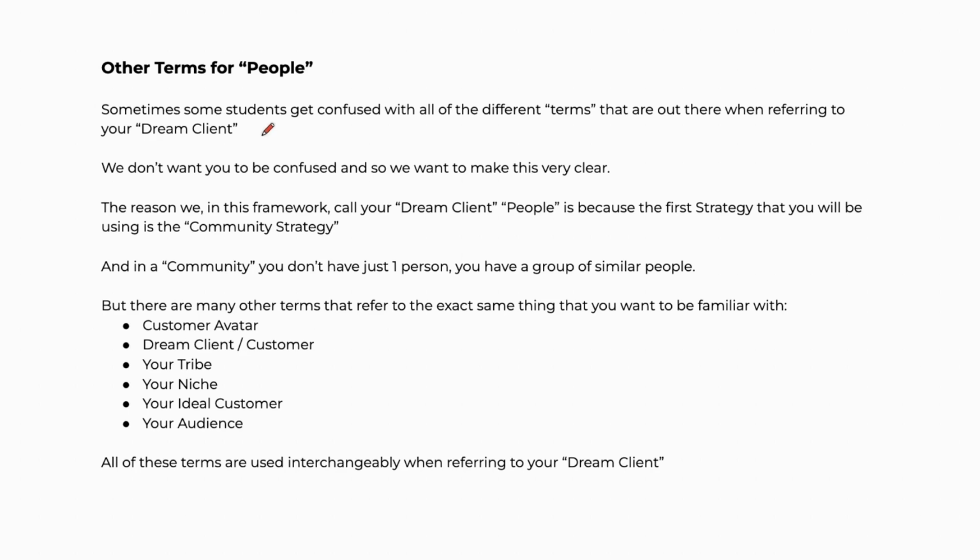And so what's going to happen here is that instead of using the word dream client, a lot of times you'll see people talk about dream client or dream customer, which is absolutely valid. But because the first strategy that you're going to be learning is the community strategy in terms of nurturing leads and getting offer validation and all that kind of stuff, it's easier to think of a community as a group of similar people rather than just calling it my dream client or my dream customer or my customer avatar, right?